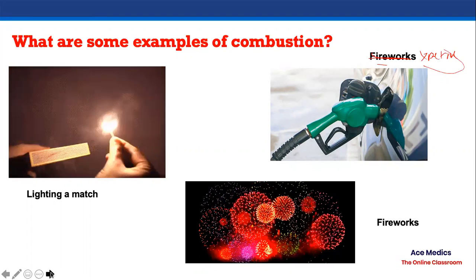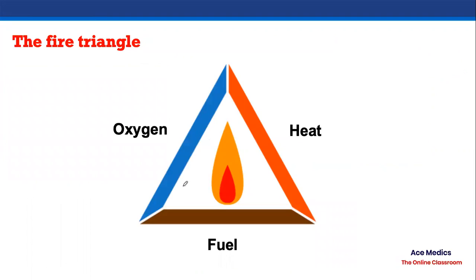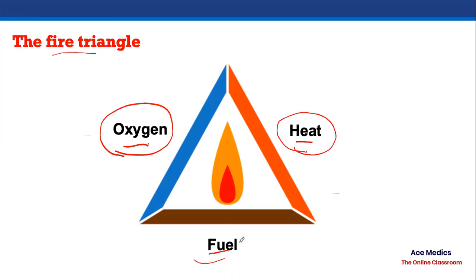Okay, so when you need to burn something and make a fire, basically, you need three different elements. This is known as the fire triangle. The three elements you need are oxygen, heat, and the fuel itself. If one of these is missing, you won't be able to make a fire. If oxygen is missing, you won't have a fire. If the heat is missing, you won't have a fire. If you don't have any fuel, you won't have a fire. So you need all three aspects of this triangle to make a fire.